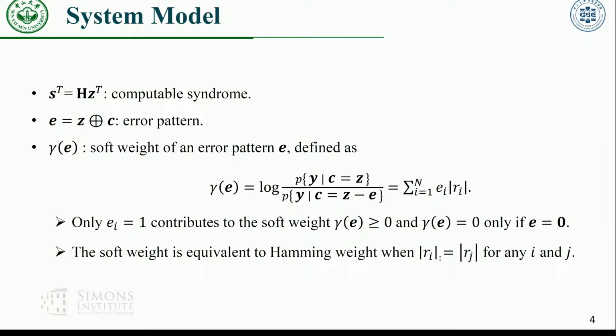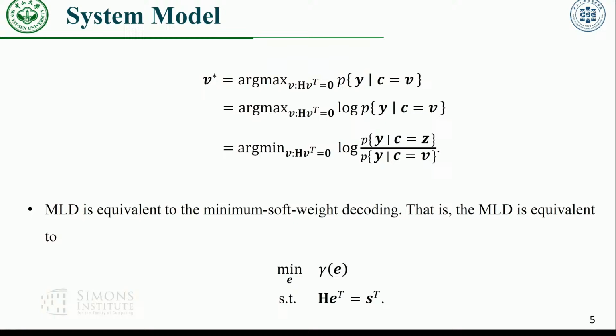We notice that e_i equal to 1 contributes to the soft weight. The soft weight is non-negative, and the soft weight equals 0 if and only if the error pattern is 0. The soft weight is equivalent to Hamming weight if all LLRs are equal. So we can show that maximum likelihood decoding is equivalent to minimum soft weight decoding.